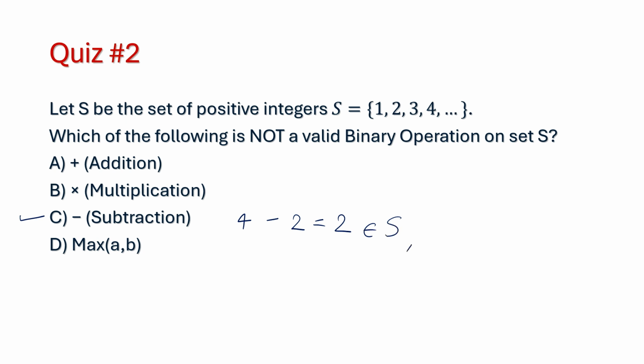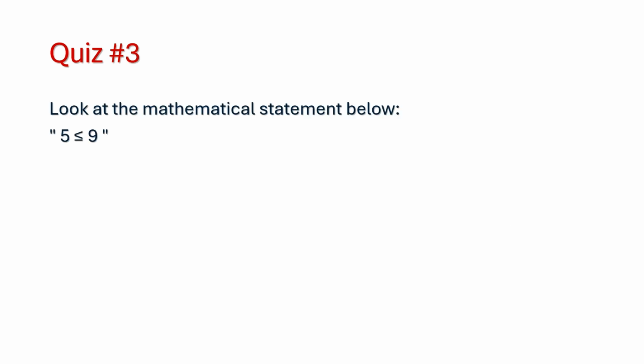But if you want to subtract 2 minus 4, these both are also positive integers and they are operated by subtraction. You get minus 2, which does not belong to S. So although some of the elements satisfy the condition, not all are satisfying the condition. Hence, this subtraction is not a valid binary operation on the set S. Let's look at the next one.